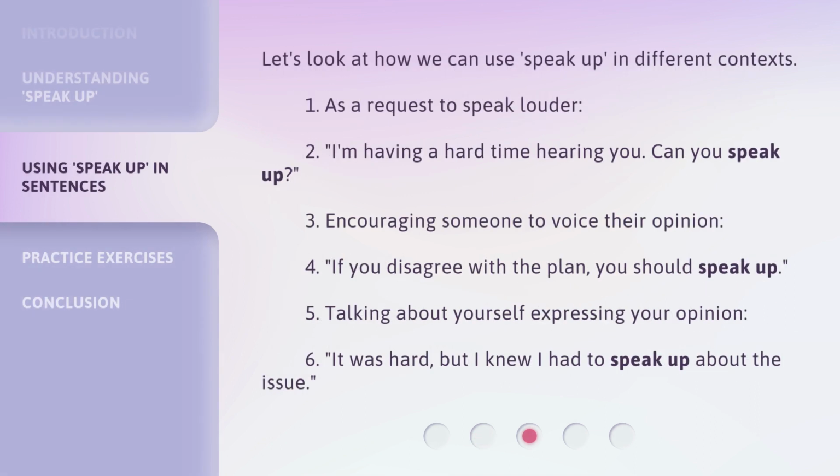Let's look at how we can use speak up in different contexts. 1. As a request to speak louder. 2. I'm having a hard time hearing you. Can you speak up?